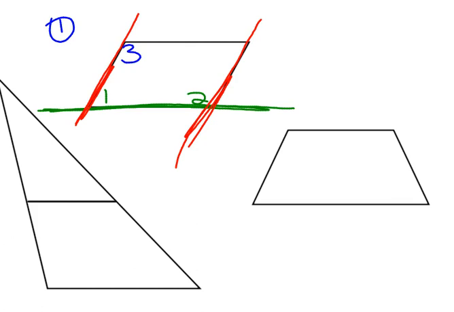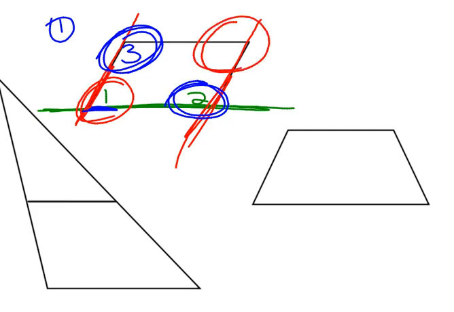They're also supplementary. What do we know about 2 angles that are supplementary to the same angle? They're equal. So that's a separate theorem, but here we have another one for you to write down. If a quadrilateral is a parallelogram, then opposite angles are equal in measure. So those 2 angles are going to be equal, and then 1 and 4 are also going to be equal.